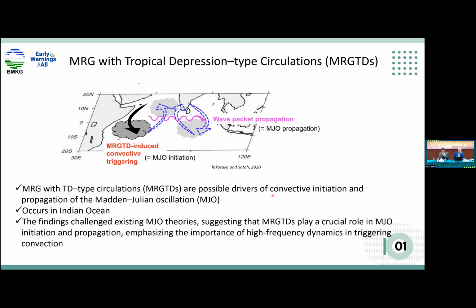I can add something while we are waiting for Philippe. In general, a mixed Rossby-Gravity wave has a lot in common with a TD, but the TD will eventually strengthen and exist as an independent feature. A mixed Rossby-Gravity wave propagates and is never as strong as a TD. So is Philippe there?